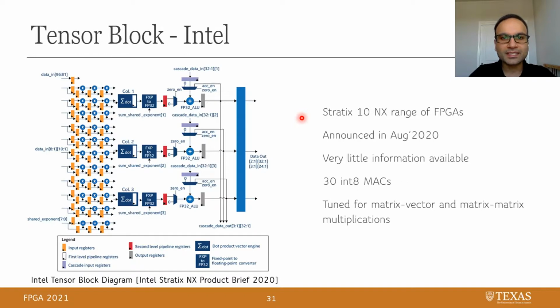Intel recently announced the Stratix 10 NX range of FPGAs, which add a block called the tensor block on the FPGA, which is similar to adding tensor slices. Very little information is known about the tensor blocks yet, but there is a presentation in this conference about that, so we'll get to know more. But this block is also tuned for matrix-vector and matrix-matrix multiplications, just like the tensor slice.